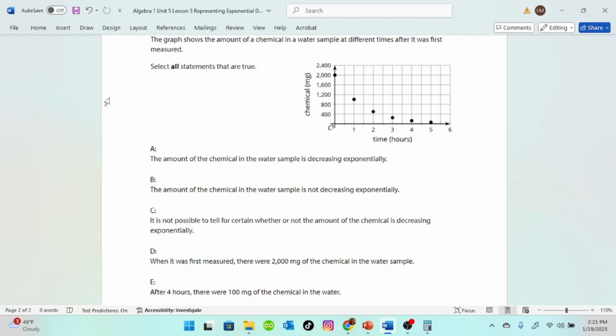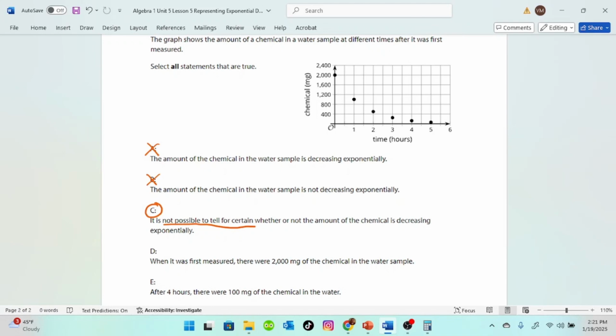But the problem is you're guessing. That second dot might be at 1,000, but it could also be at 975. We just don't know for sure because it's not actually labeled and it's not directly on a line that is labeled. So for that reason, C would be correct. Not possible to tell for certain. So that means A and B are wrong.